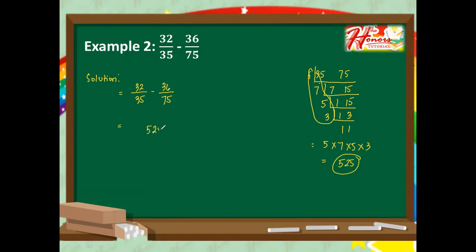So we have here 525 divided by 35. So that is 15 times 32. That is 480 here minus 525, let's divide it by 75, and that is 7. Let's multiply it by 36, and that is 252. And then let's subtract. So we have here 480 minus 252, and that is 228 over 525.